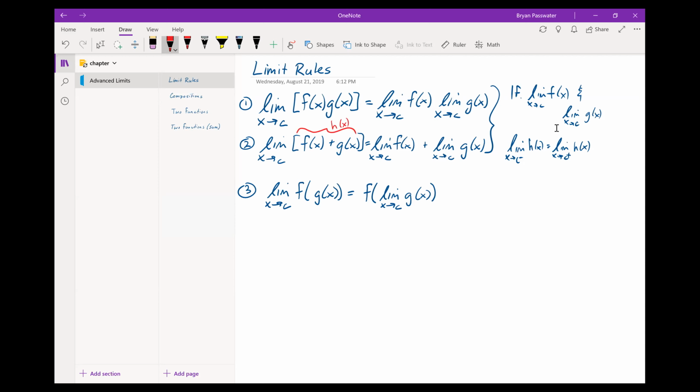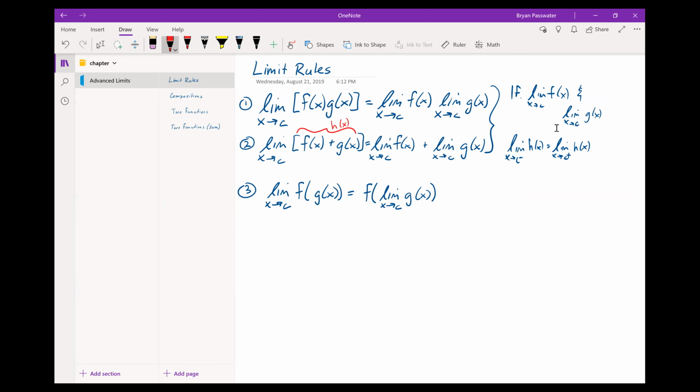So I'm not technically asking about f here, and I'm not technically asking about g here. I'm asking about the sum of f and g, which is created by a third function, which we'll call h of x. If I want to examine h of x, I really should examine it from the left and from the right. And we'll see a couple of examples here in a second of how this might look in our classrooms.